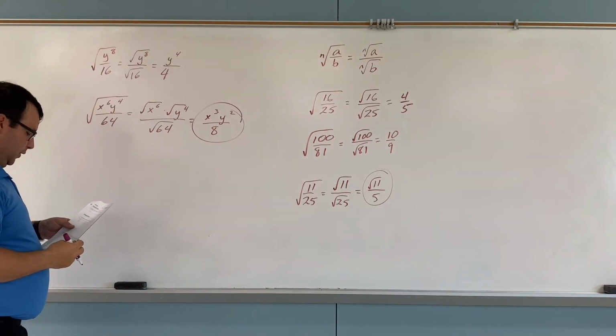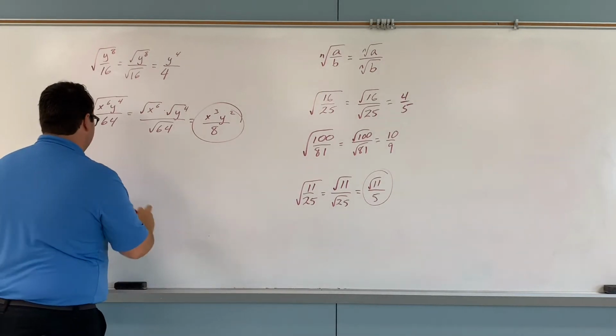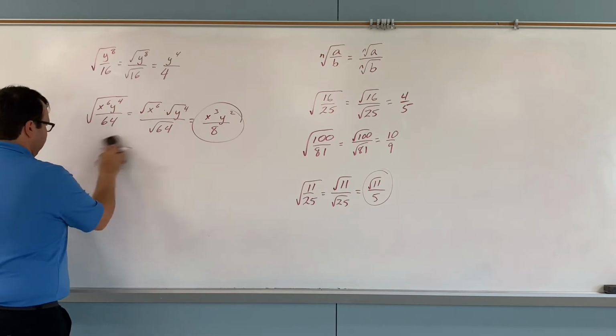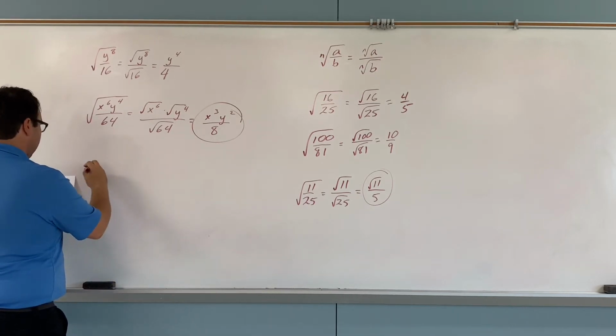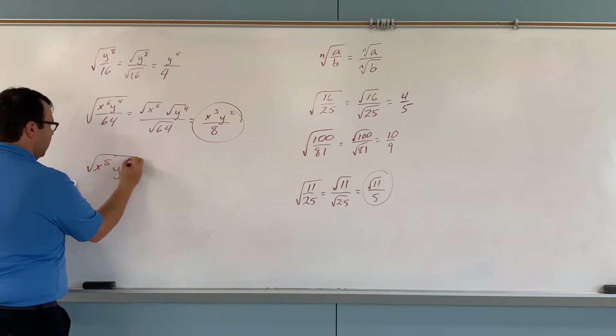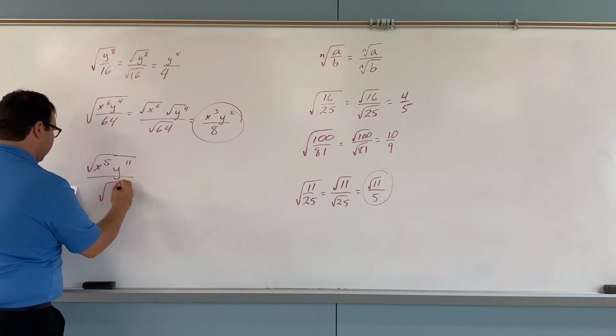Now, my next one is showing you how you can actually utilize this together. So I'm going to get a little more room there. So I have the square root of x to the 5th y to the 11th divided by the square root of xy.